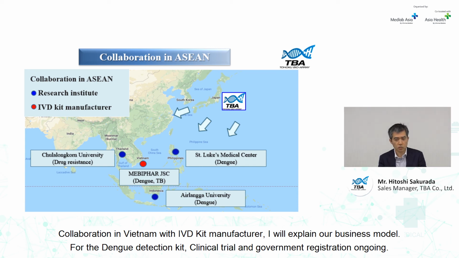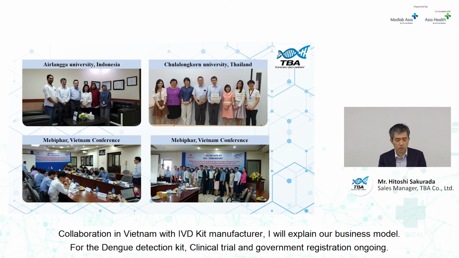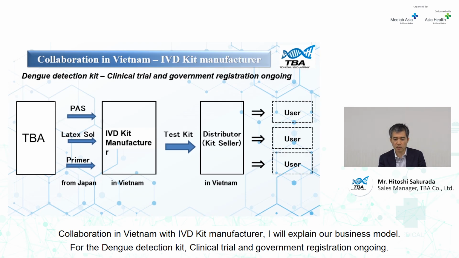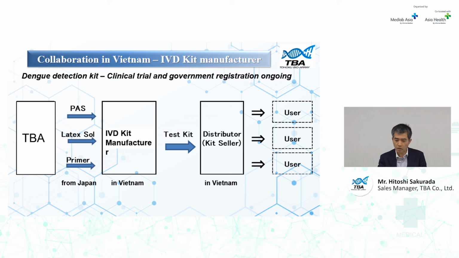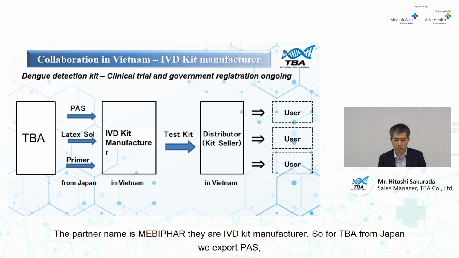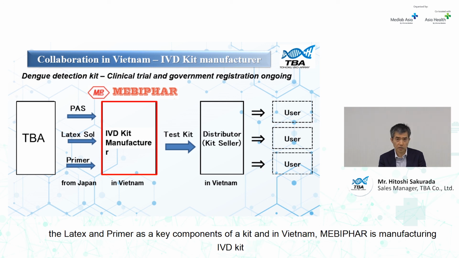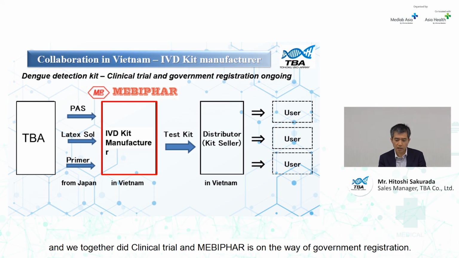Collaboration in Vietnam with an IVD kit manufacturer: I will explain the business model for the dengue detection kit, with clinical trial and government registration ongoing. The partner name is Medlab. They are an IVD kit manufacturer. So from TBA, from Japan, we export and supply the PAS and the latex and the primer as key components for the kit. And in Vietnam, Medlab is manufacturing the IVD kit. Together we did the clinical trial, and Medlab is now on the way to government registration.